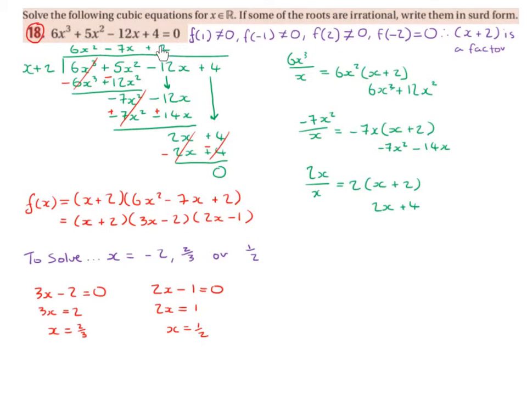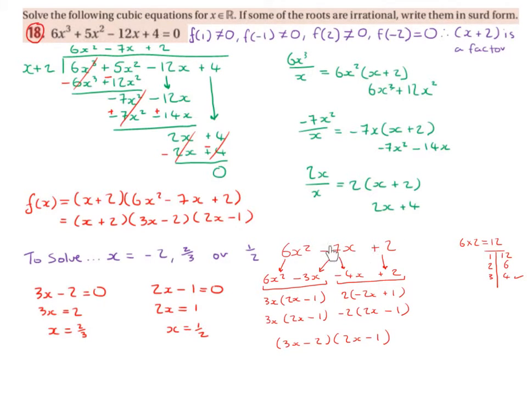We put the 2 on top of the bus stop, and then we do 2 times x plus 2, which gives us 2x plus 4, which we write down here. Change the signs. These cancel. We get a remainder of 0. So x plus 2 is one factor, and 6x squared minus 7x plus 2 is another factor. So f of x is equal to x plus 2 multiplied by 6x squared minus 7x plus 2. 6x squared minus 7x plus 2 will factorize to give 3x minus 2 and 2x minus 1.